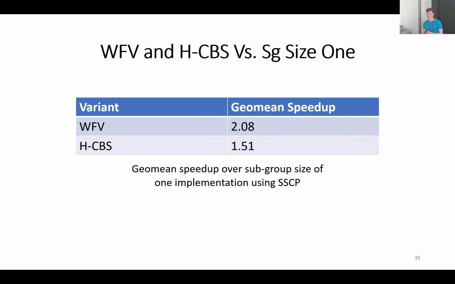Okay, then we also compared these two approaches against the current upstream implementation that uses the subgroup size of one. And here we observed a geomean speedup over the upstream implementation of around 2 for whole function vectorization, and for hierarchical CBS we observed a speedup of around 1.5.